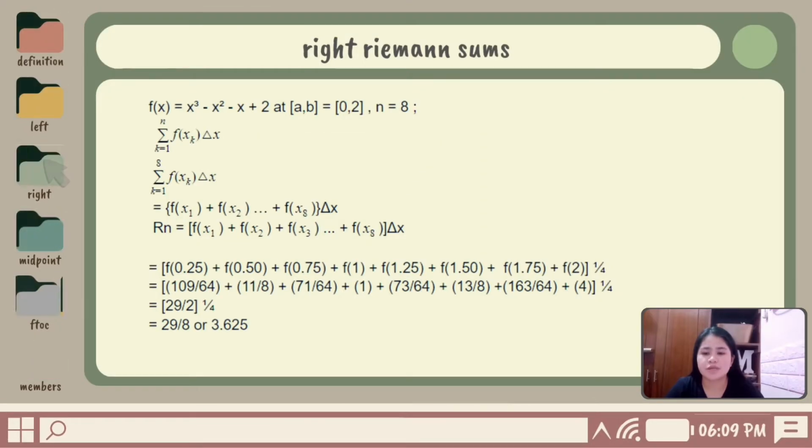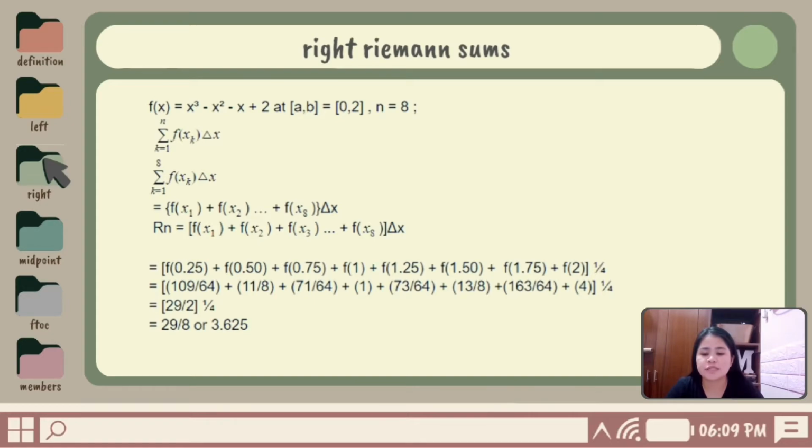For the right Riemann sums, we can have the solution as considering function f of x is equal to x cubed minus x squared minus x plus 2 at [a, b] equals [0, 2], n is equal to 8. We can have our equation in the summation form of the summation from k equals 1 to n of f of quantity x sub k delta x. Substitute the given values to the given variables. The summation from k equals 1 to 8 of f of quantity x sub k delta x.